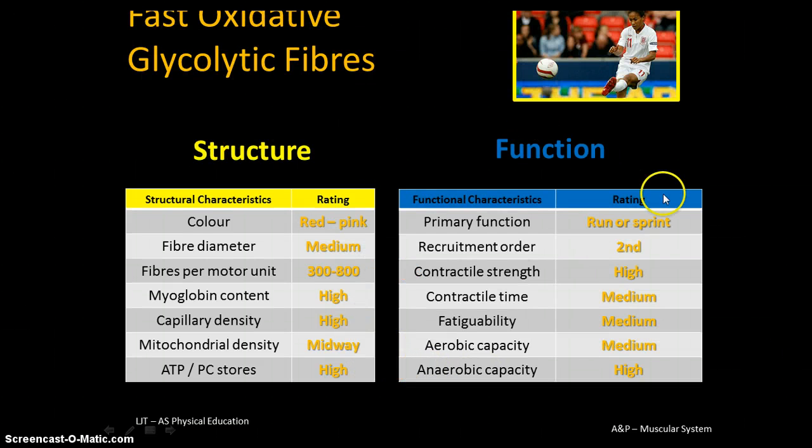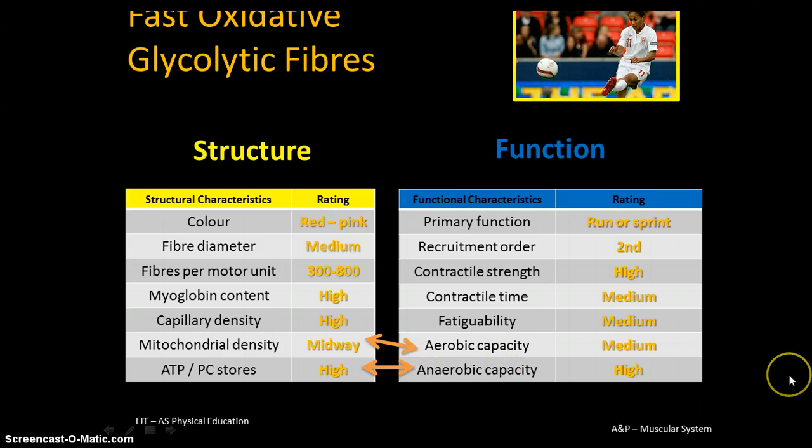Finally, fast oxidative glycolytic fibres. These guys kind of have the capability to work both aerobically and anaerobically. So they have anaerobic function and a reasonable aerobic function. They have moderate fatigability, moderate speed, moderate or quite high force. They're second to recruit. So these are called upon to help out the fast glycolytic or to help out the slow oxidative. And again, there are connections between how they're built and how they work.